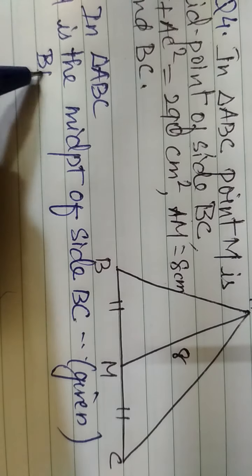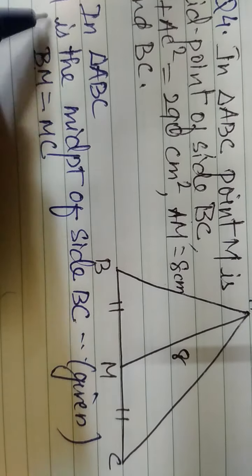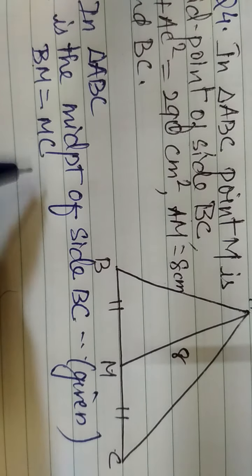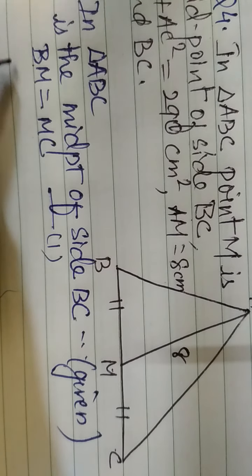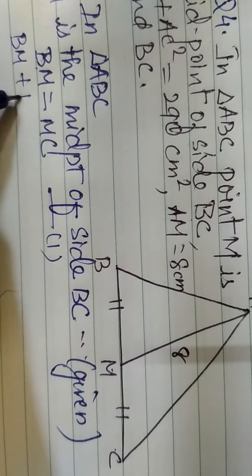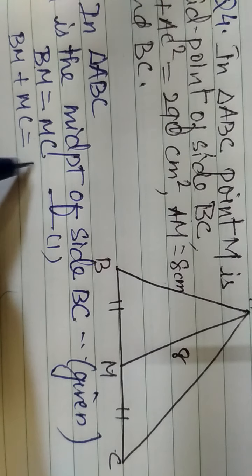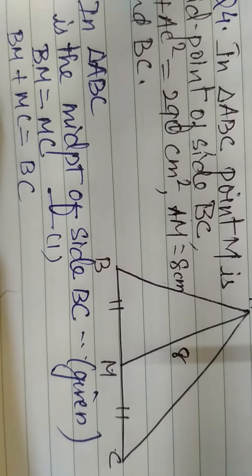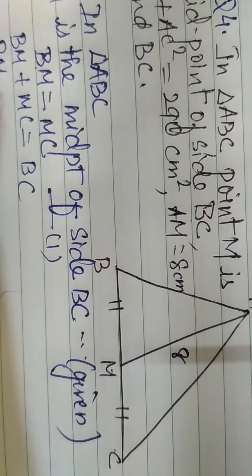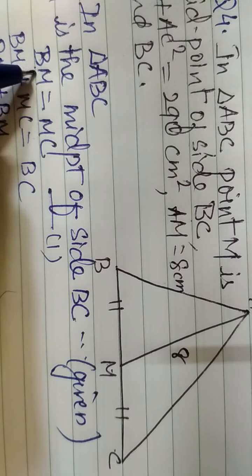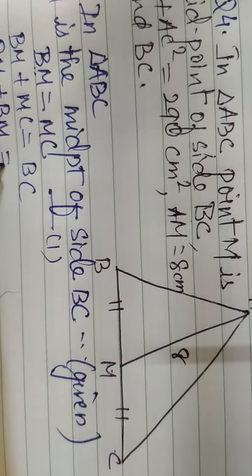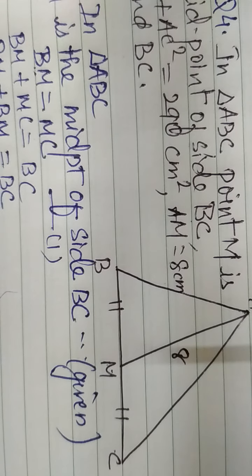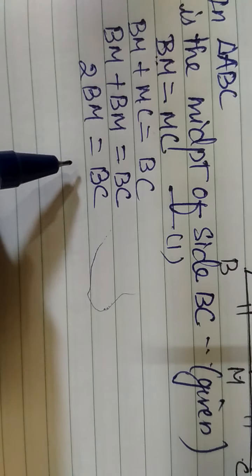Then BM will be equal to MC. If M is the midpoint, then BM equals MC. So BM equals MC, put it as equation 1. But BM plus MC will be equal to BC. So here we can write BM plus BM, because BM equals MC. That means 2BM will be equal to BC. So 2BM equals BC.